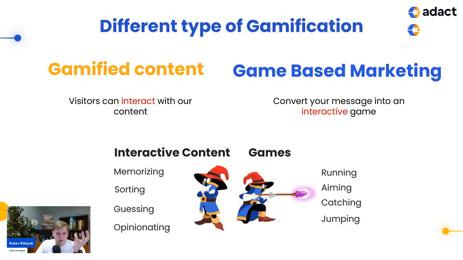But the keyword here, which I've also highlighted in red, is interact, right? The crux of the entire gamification marketing concept is, can you produce something that your audience can interact with? It doesn't get any more complicated than that. If they can interact with it, then we can follow the gamification principles. The interaction can also be, if you have a wheel of fortune, for example, and people click on it to start spinning, then this is also an interaction. But also the memorizing and the sorting and everything.